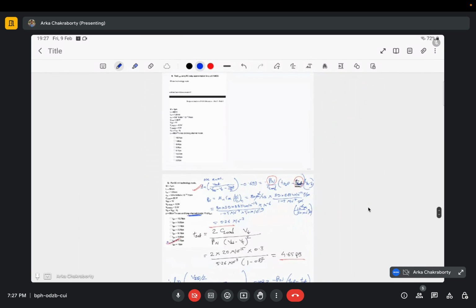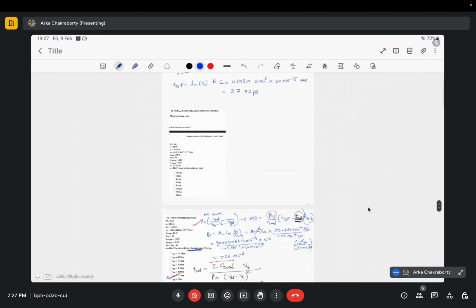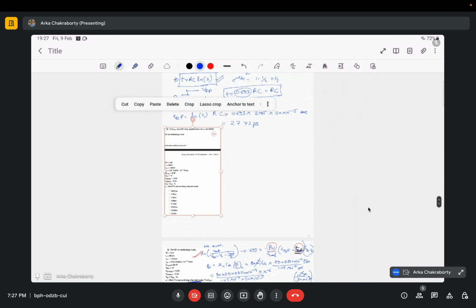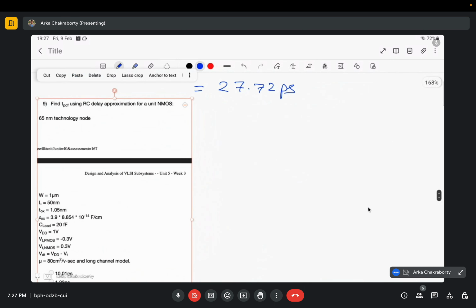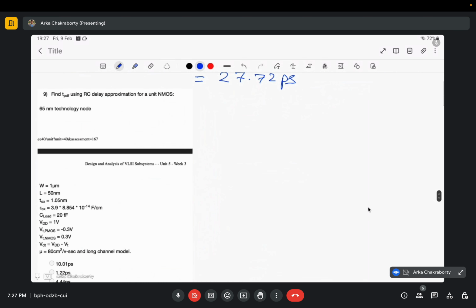Okay, fine. Question number 9. Find TPDF using RC delay approximation for a unit NMOS of the 65 nanometer technology node. The key point is it's a long channel model. Okay, this is the key point.